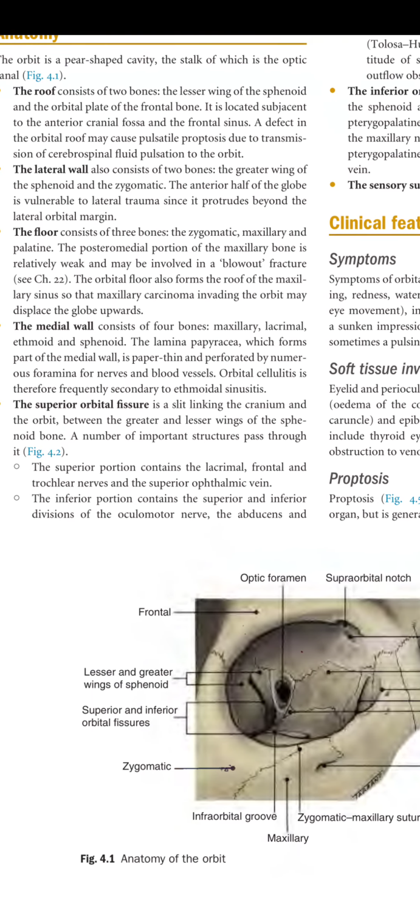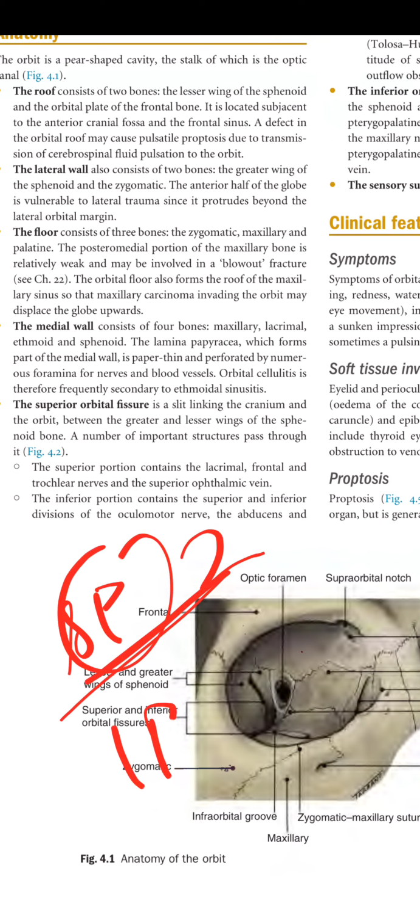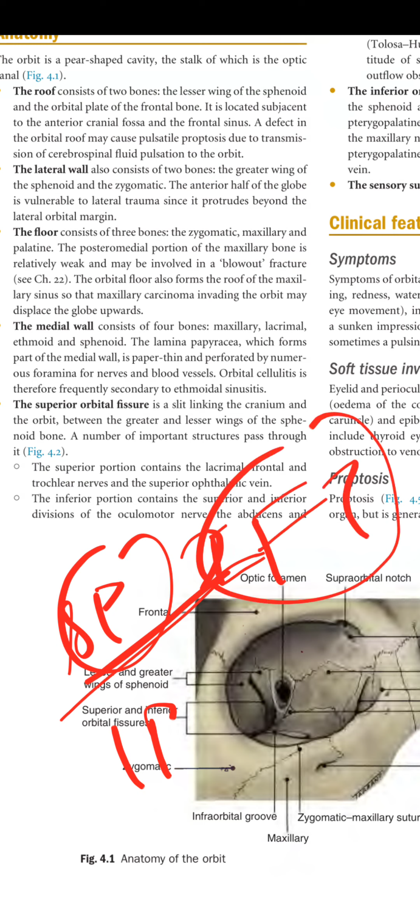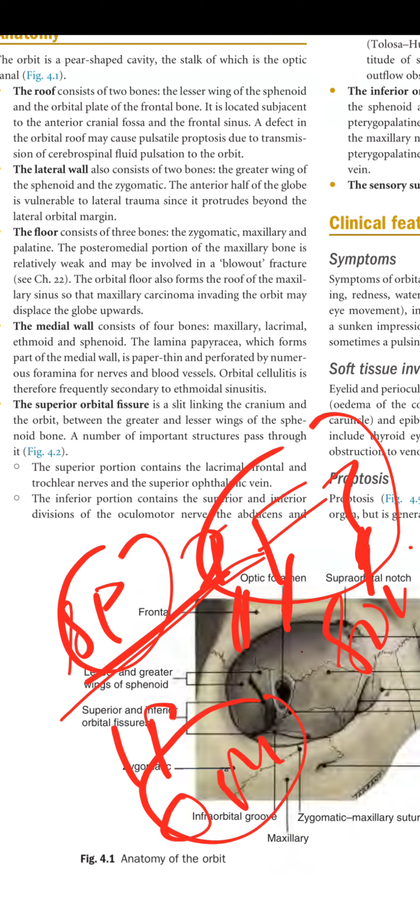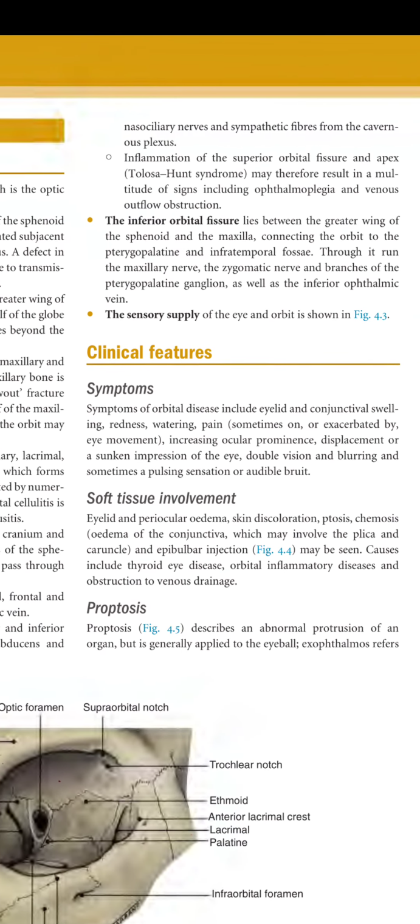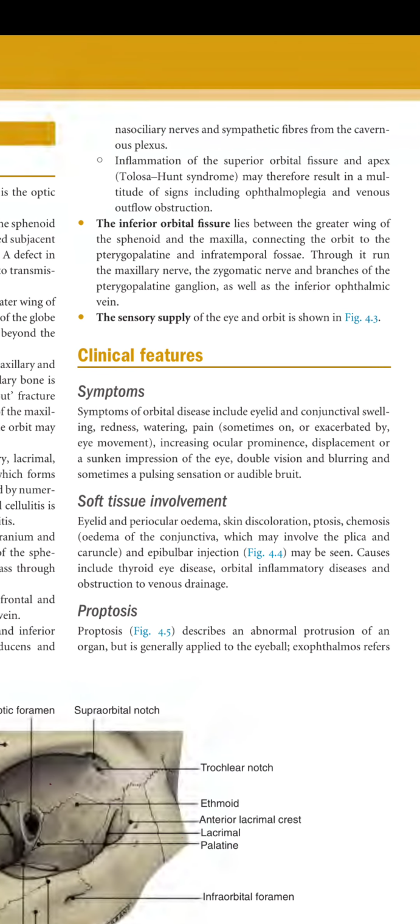So, the superior orbital fissure is divided into a superior portion and an inferior portion. The superior portion passes the LFT: lacrimal, frontal, and trochlear nerves, and the superior ophthalmic vein, whereas the inferior portion consists of the oculomotor nerve, superior and inferior branch, the third, sixth, and nasociliary nerves and the sympathetic fibers from the cavernous plexus.